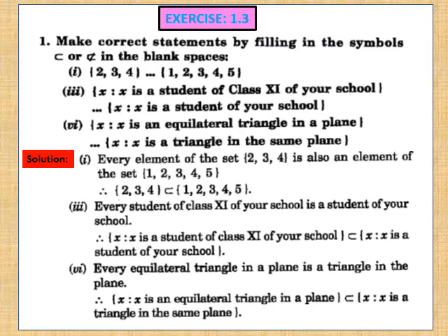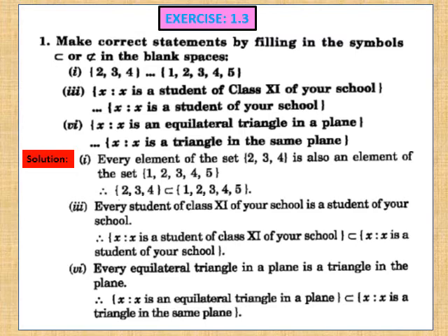Clear? Third is {x such that x is a student of class 11 of your school}, and second is {x such that x is a student of your school}. Now if you are a student of grade 11th of this school, then it is clear that you are also a student of this school, right? If you are in grade 11th of this school, then you are present in the school also. Clear? It means this will be a subset.